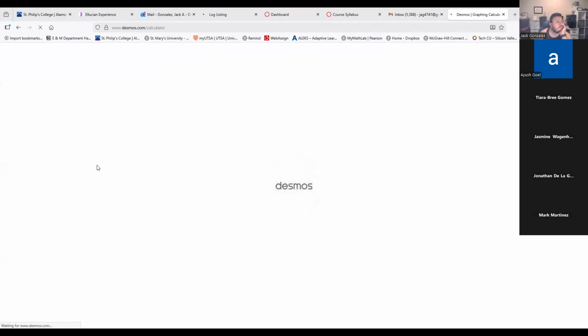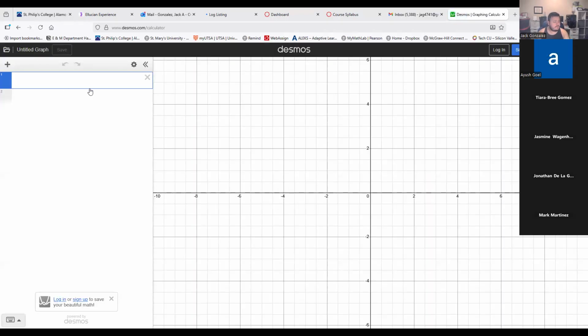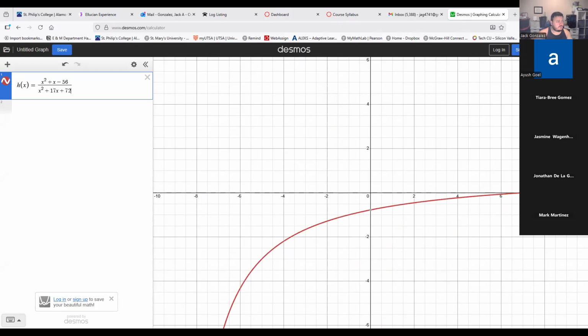Can you all see the graphing thing, Desmos? They call it H, which I guess is whatever. X squared plus X minus 56 over X squared plus 17X plus 72. So this is example 10.